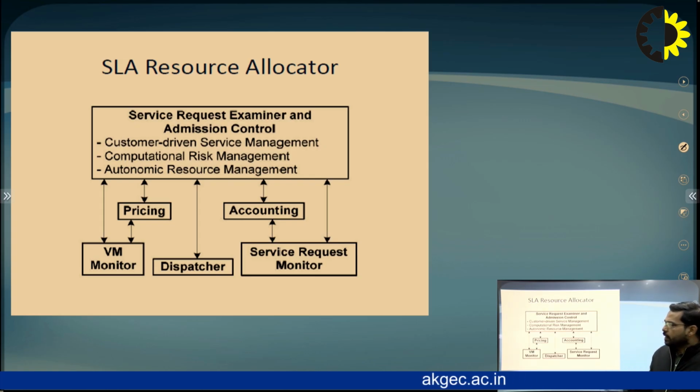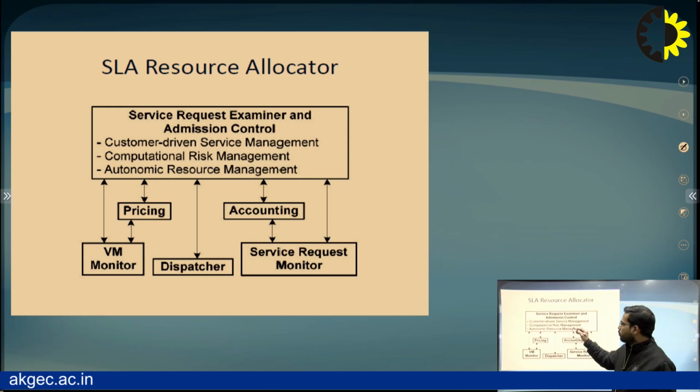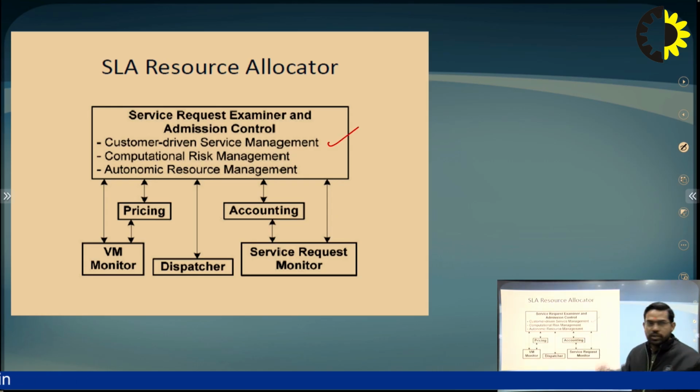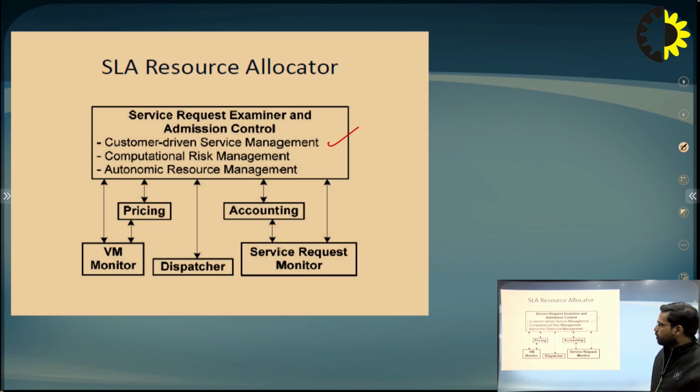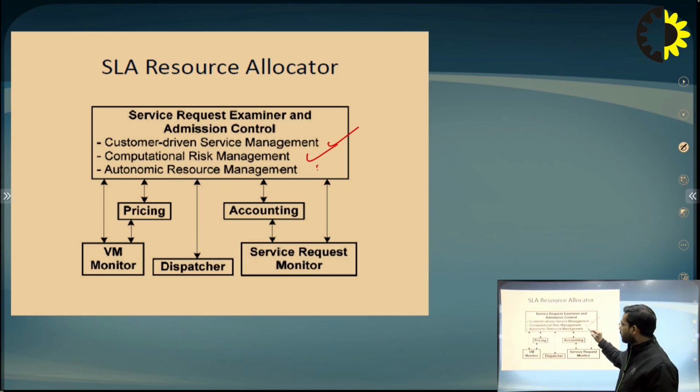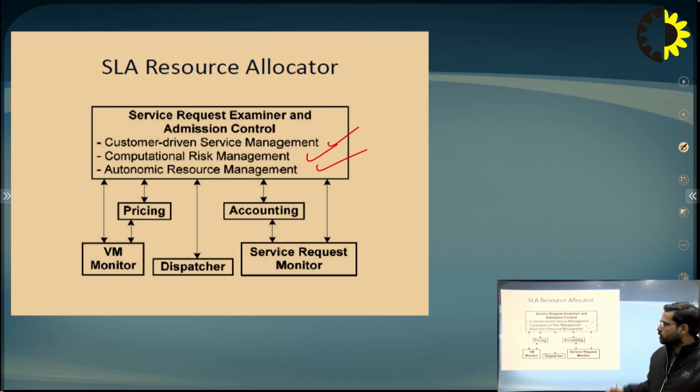In this diagram, the service request examiner and the admission control are there. The first one is customer driven service management, where the services are managed according to the users. The second one is computational risk management, which is also required. And the third one is autonomic resource management. If the users make a request, then the autonomic resource management is handled automatically.